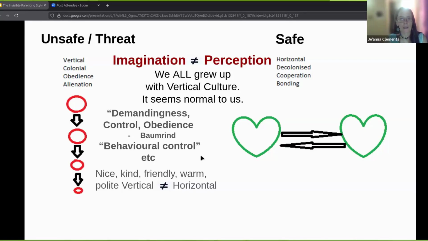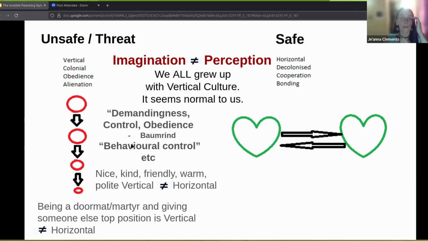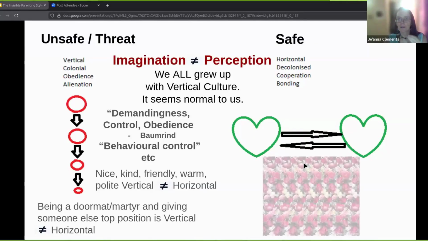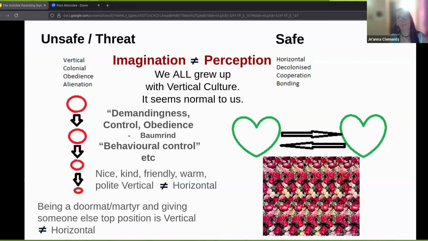And then, of course, you get that flip side, which is where you get the permissive parenting, in that when we think vertically and we try and become horizontal, we often make the mistake of, I'm going to give up my power position and I'm going to give that power position to somebody else and I'm going to go under. So whether that's with a partner or a child or whoever it might be, there's this misunderstanding that becoming a doormat or a martyr and giving someone else the top position is horizontal, when in fact it's still vertical. It is not horizontal. Horizontal is something different. And when you see it, when you have the shift, when you have the aha, then you know it. That will become perception, but that is a process to get there.